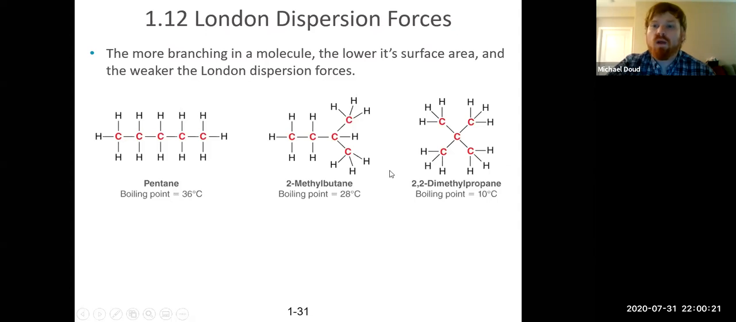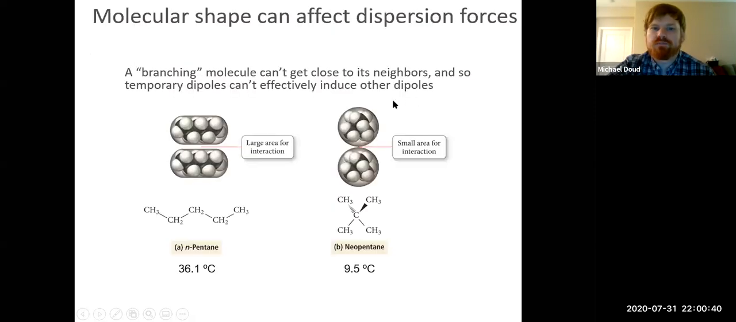Now, one thing that's a little more difficult to understand; the molar mass thing should be pretty straightforward. The thing that's a little harder to understand is that the more branching there is in a molecule, the lower the surface area is going to be. And the lower the surface area, the fewer interactions you're going to have from one molecule to another, so you're going to have weaker dispersion forces.